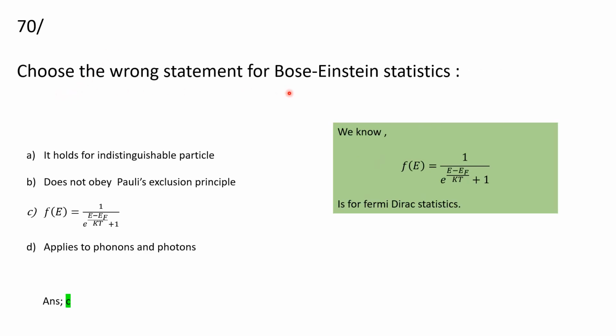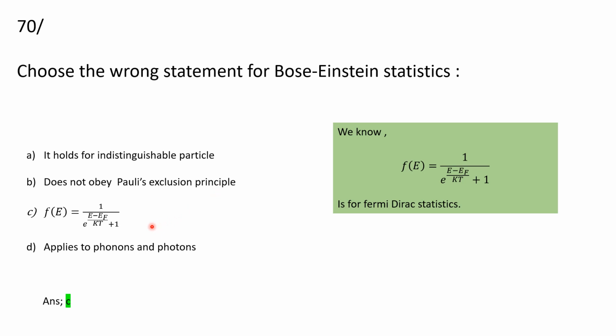Then, choose the wrong statement for Bose-Einstein statistics. The first option says it holds for indistinguishable particles. Yes, Bose-Einstein statistics holds for bosons, and bosons are indistinguishable particles. Then, it does not obey the Pauli exclusion principle. Yes, because we can put any number of bosons in any energy level. There is no restriction that an energy level should have only one or two bosons, so it doesn't obey the Pauli exclusion principle. This is the correct statement.